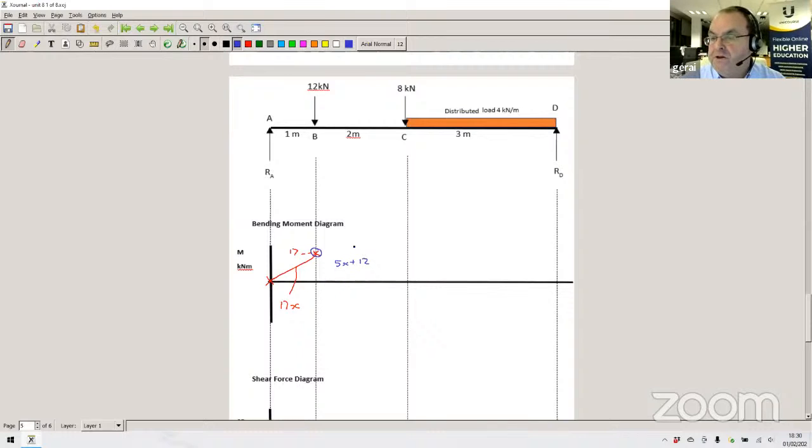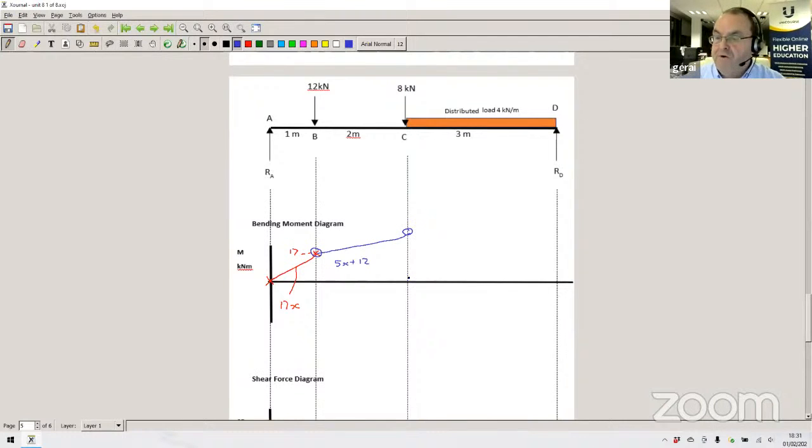Now, if we put the next value in, x equals 2 meters, because there's no loading in between, and calculate that, we'll find that it comes out at around 27, I think it was. So that's 27, which gives us that point there. And again, we draw that line between the two.